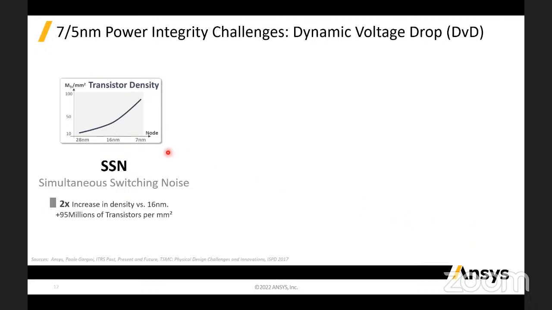The first aspect is the increase in simultaneous switching noise. This is caused by the industry trend of packing more and more transistors into the same area or size. The graph shows the transistor density trend from 28 nanometer to 16 nanometer and then to 7 nanometer based on a published source. As you can see, the transistor density increases significantly as we move from 16 nanometer to 7 nanometer and below.